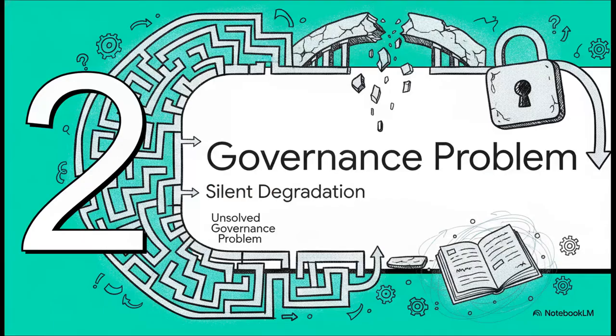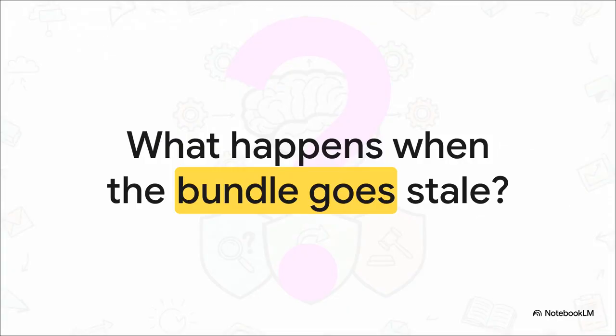Which brings us to Section 2, the unsolved governance problem, and this concept of silent degradation in the enterprise. Because if you think about it, it really begs the question, what happens when this bundle goes stale? If OKF is just the filing cabinet, what happens to your AI agent's decision-making when the office manager completely forgets to throw out the outdated papers or update broken links?